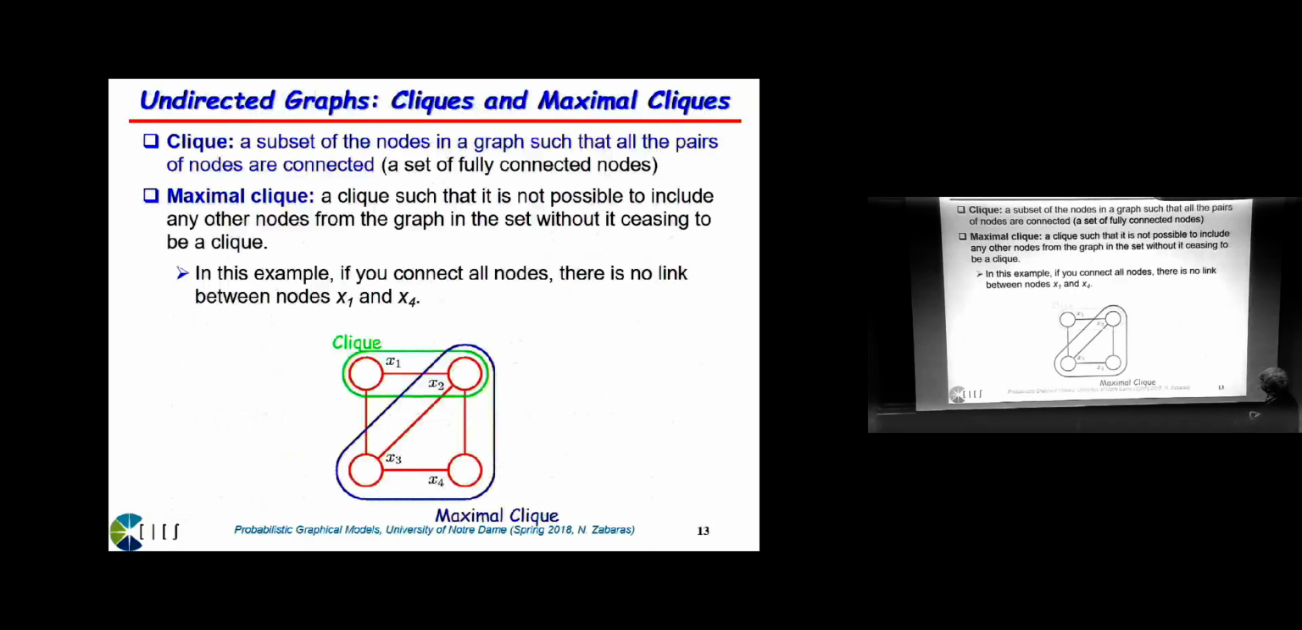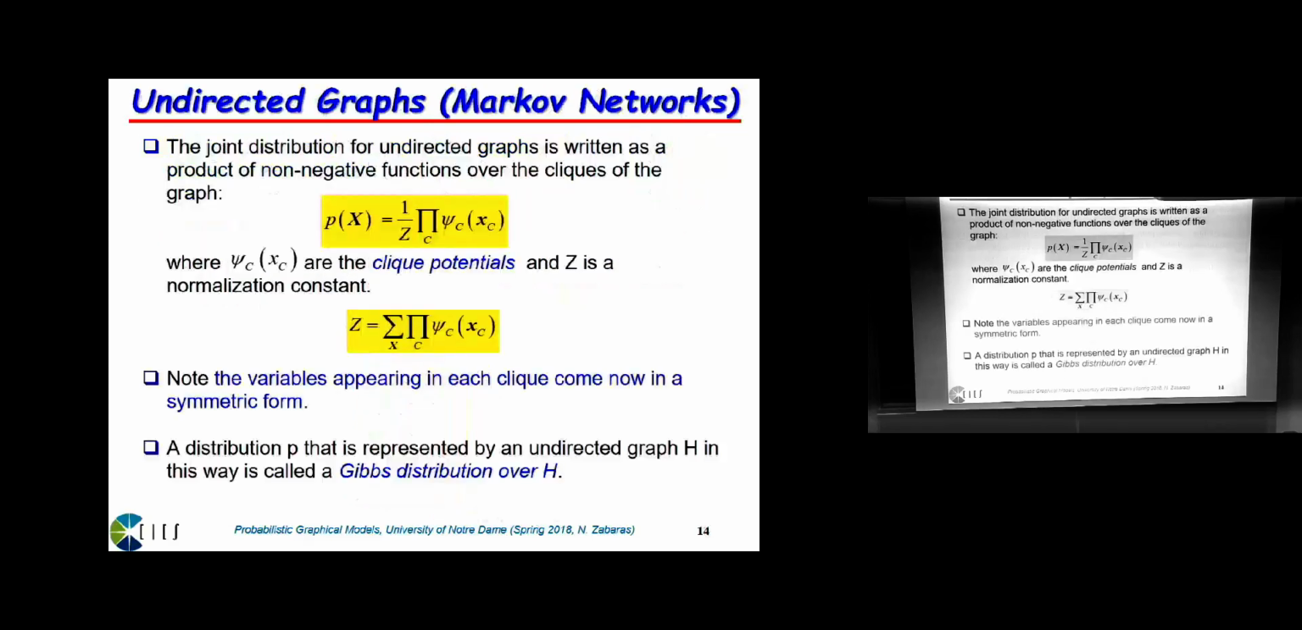So let's see an example with 4 nodes and see what cliques we have here. These are the edges of the graph. The only connection I don't have is between x1 and x4. So this is a clique, one clique. X1, X2, X3 is another clique. X2, X3, X4 is another clique. And so the maximal cliques here are of size 3. So how do we write the joint distribution? We write it as a product of potentials defined over each maximal clique.